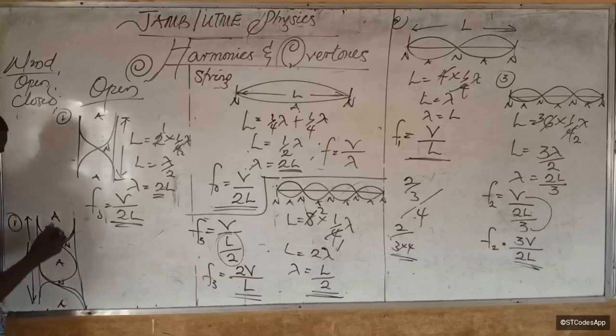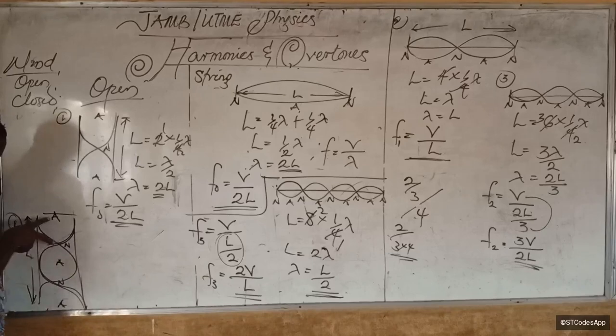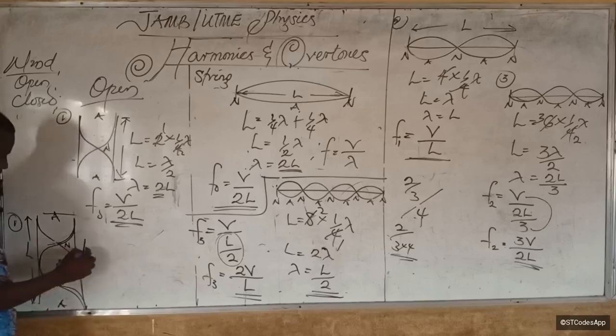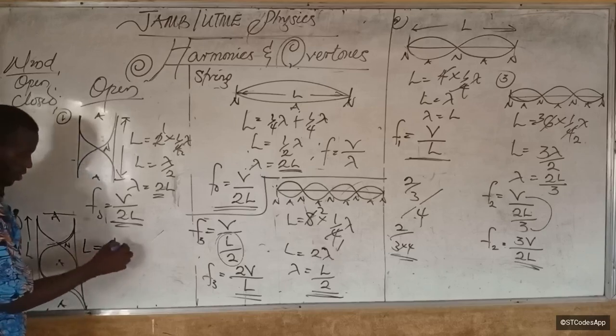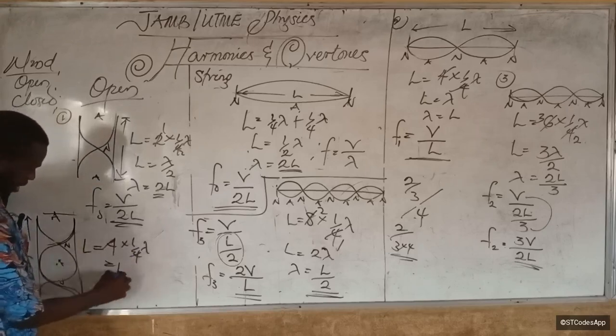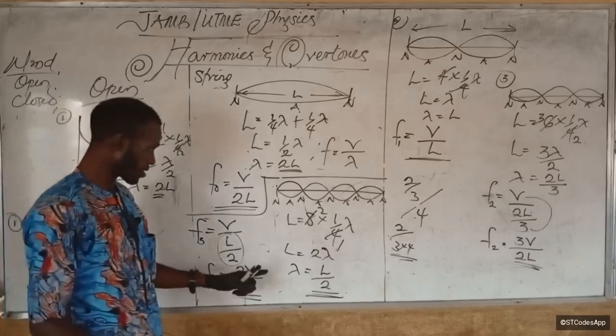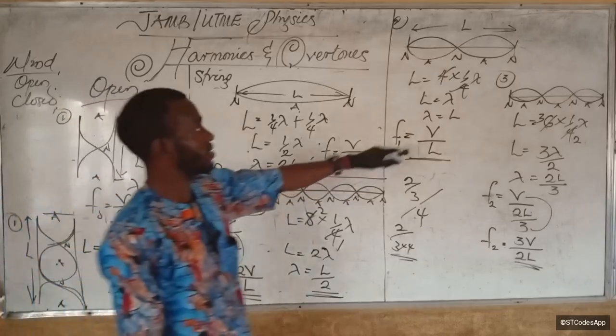Okay, so in this length, let's see, 1, 2, 3, 4, right? So the entire length is what? 4 quarters, right? So 4 quarters is L equals lambda. So lambda equals L. It looks like this again. The second one.